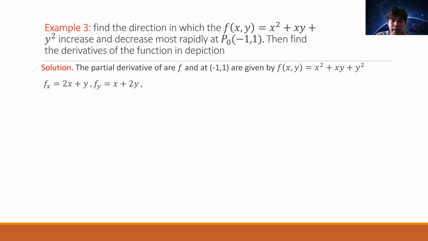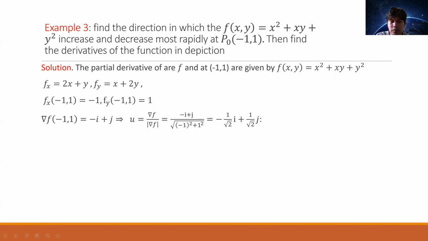The partial derivatives of f at point minus 1, 1 are given by the function x squared plus x times y plus y squared. So for the partial derivative of f with respect to x, we got 2x plus y, because x squared gives 2x and xy gives y with respect to x. With respect to y, we got x plus 2y, because x squared is equal to 0 with respect to y. So by plugging the point minus 1, 1 into this equation, we got minus 1. Also plugging minus 1 and 1 into this equation, we got 1. And the gradient vector at point minus 1, 1 is equal to minus i plus j.